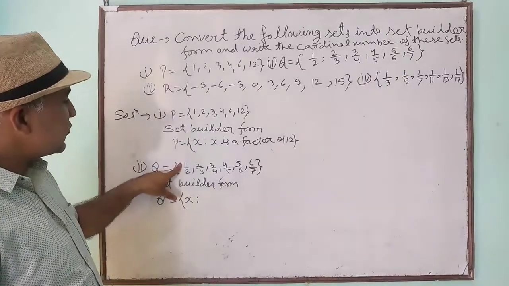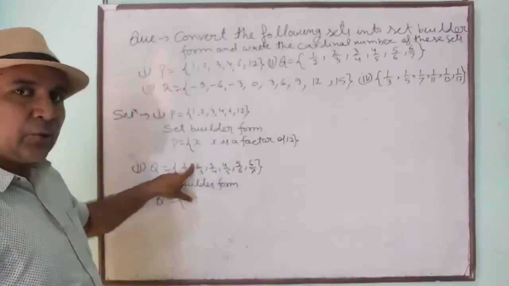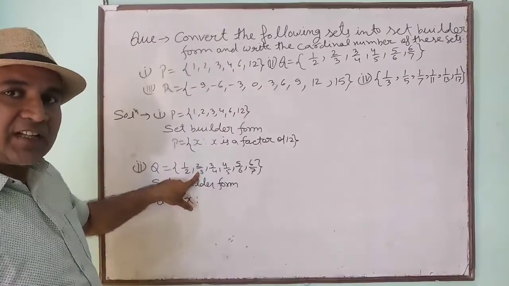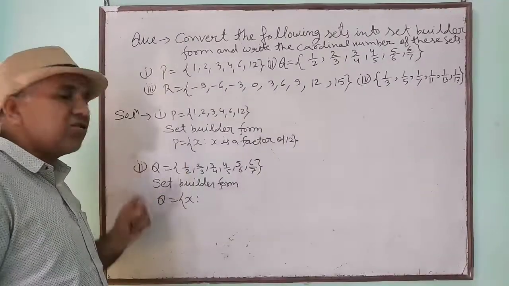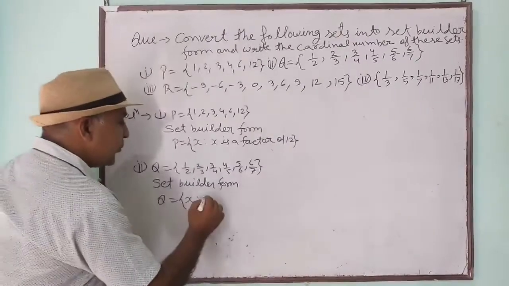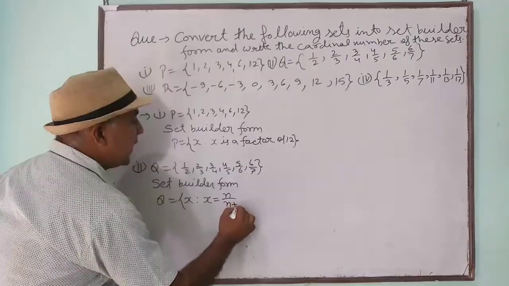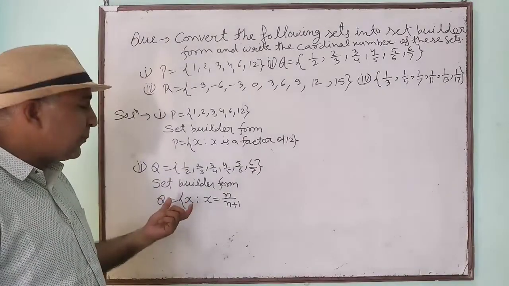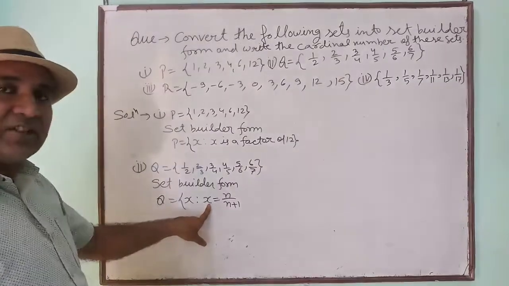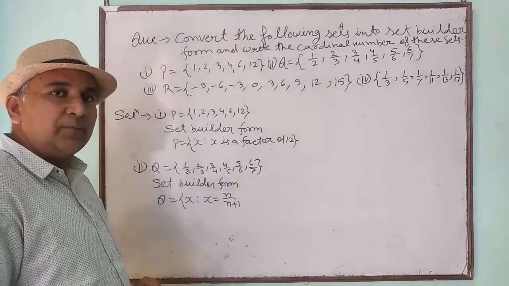See here, numerator is 1, denominator is 1 plus 1. Numerator is 2, then denominator is 2 plus 1. That means the denominator is the successor of the numerator. So we will suppose that x is equal to n upon n plus 1. We have identified the pattern. What type of fraction do we have? The denominator is the successor of the numerator.